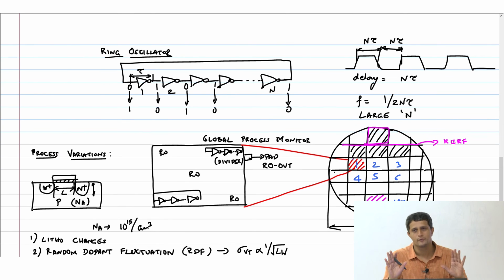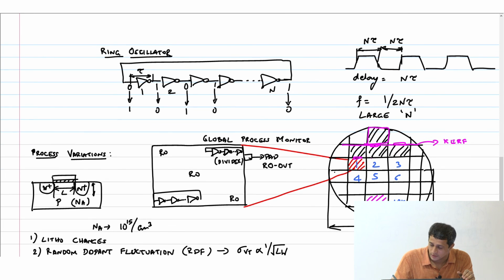All this is for your information, by the way. I'm not going to ask this somewhere in the exam, so that you just get a complete picture of what happens from the fab and the designer's perspective. This kerf is where I will cut. So what the fab will do is, in this kerf region, they will put their ring oscillators here. Multiple ring oscillators in all kerf regions.